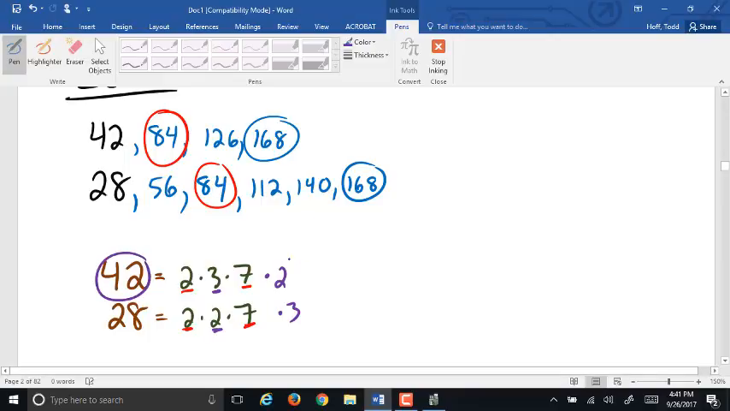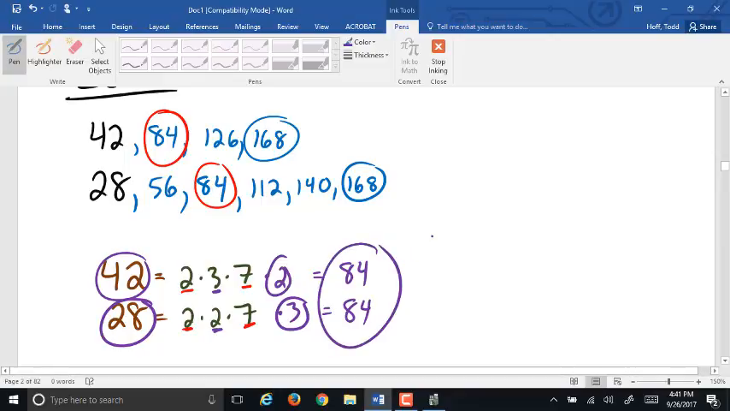So 42 times 2 is 84. And 28 times 3 is 84. So there it is. 84 is the least common multiple of those numbers. Does that make more sense than just the numbers?